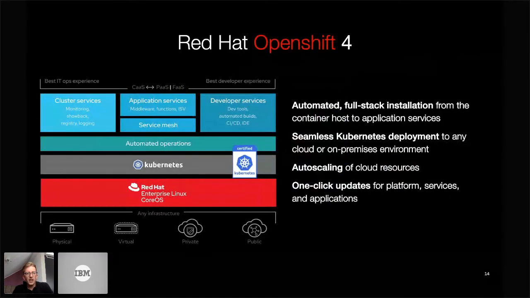And so here we are. What is it that OpenShift brings to the table? A lot of automation, a lot of different services on top of Kubernetes, and it's all based on the Red Hat Enterprise Linux Core OS. Core OS is the Linux distribution which runs on the nodes. And Kubernetes is certified to run on OpenShift.